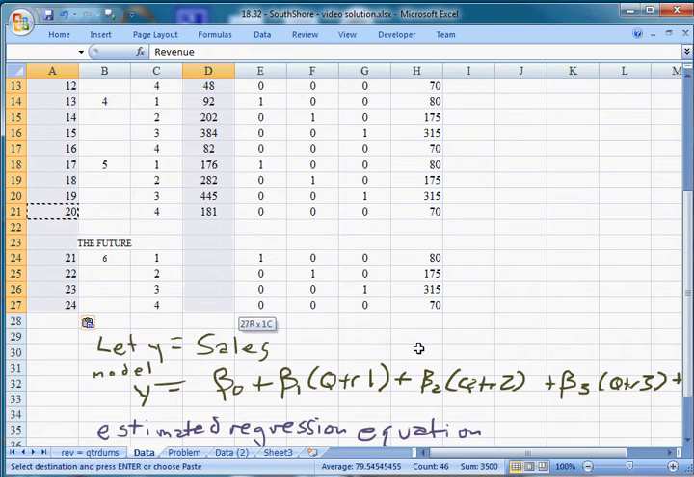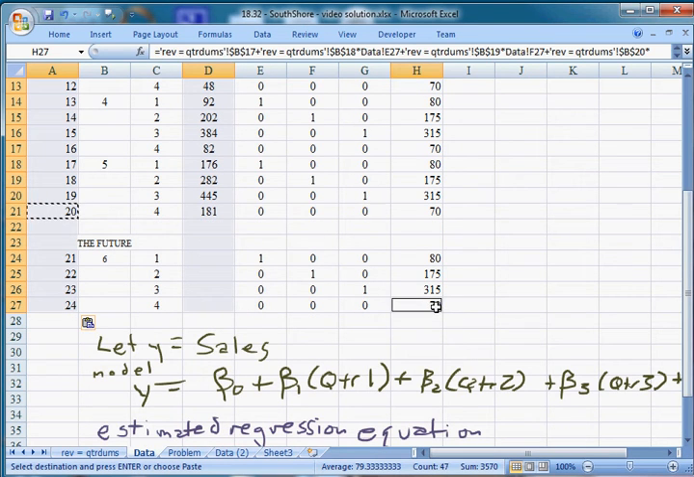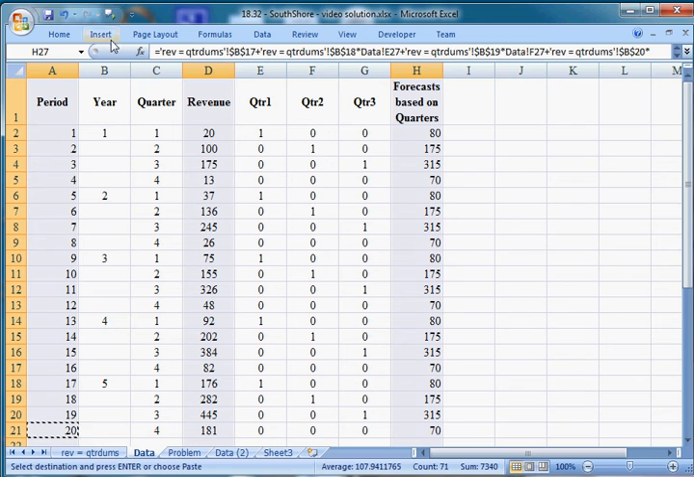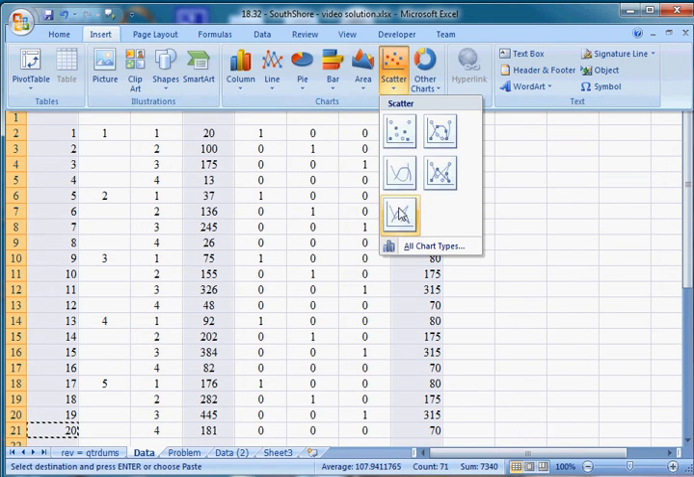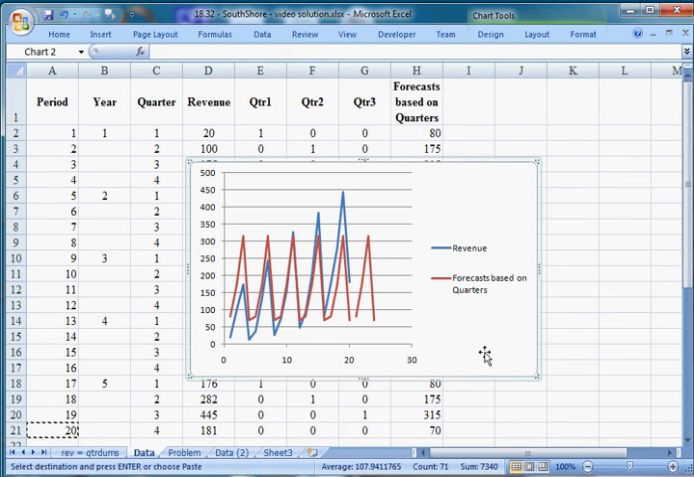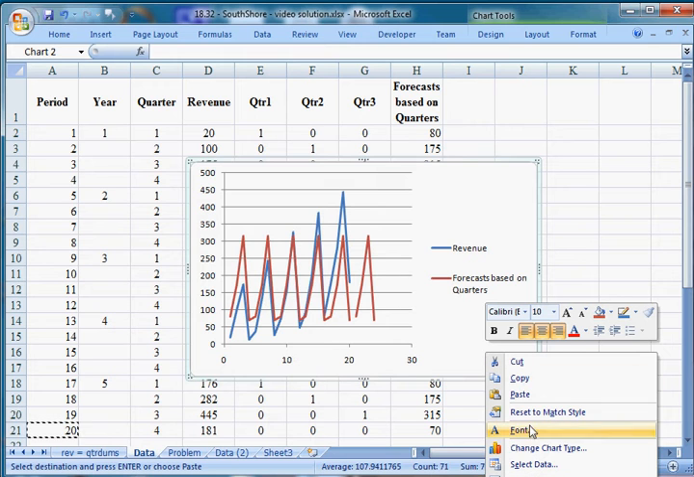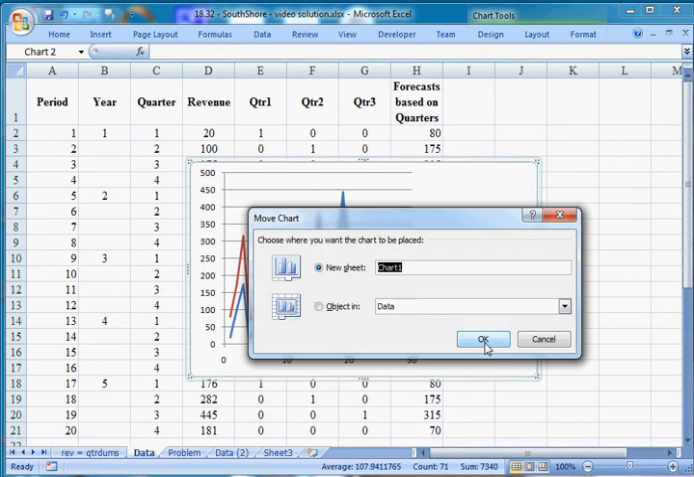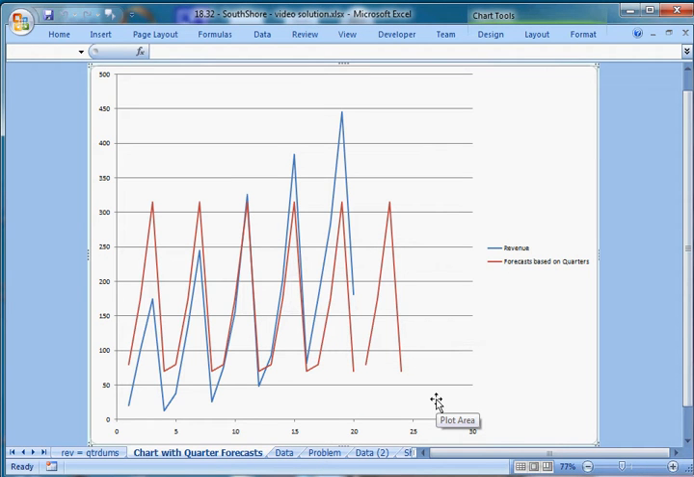Now, if I take revenue, which is what I observed, and my forecasts based on quarters, then I can insert a scatter chart, and you can see what's going on here. I'm going to move this to a bigger chart so we can take a look. And you can see what happens. Okay, so blue is the real revenue, and then red is our forecast based on quarters.